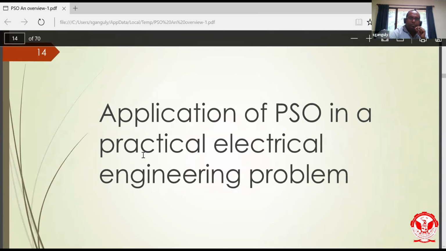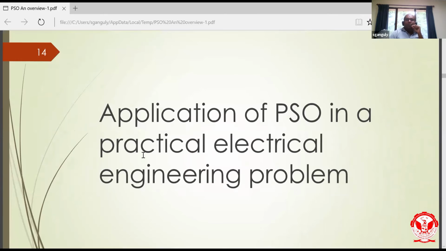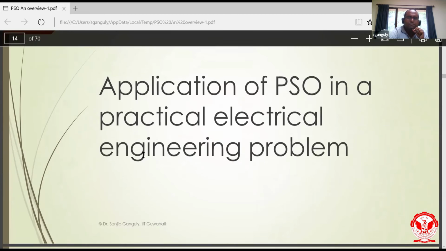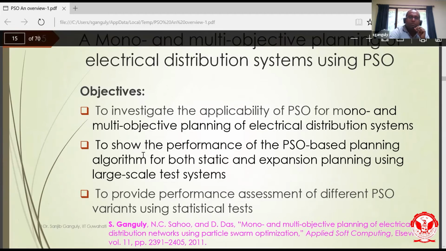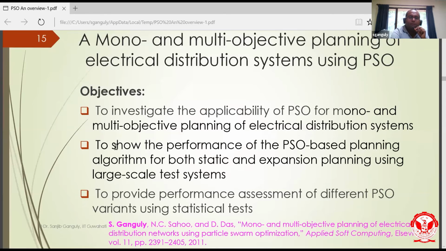Okay, now I will show you the application of PSO in a practical electrical engineering problem. Here I use PSO for a mono objective or single objective optimization problem. The problem is of electrical distribution system planning. Okay, what is electrical distribution system planning?